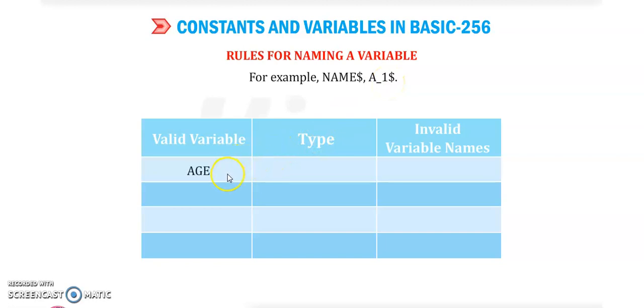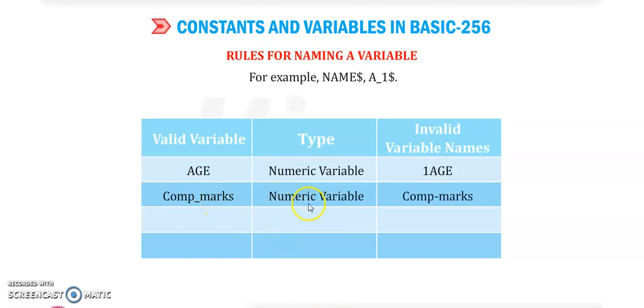Valid variables: age is a numeric variable. An invalid one, like 1age, we cannot write, because the first character should be a letter only, no number. Next, COMP_marks is also a valid variable name, also a numeric variable. COMP-marks with a minus sign is invalid, because the minus sign is an operator, and we can't use an operator in a variable name.